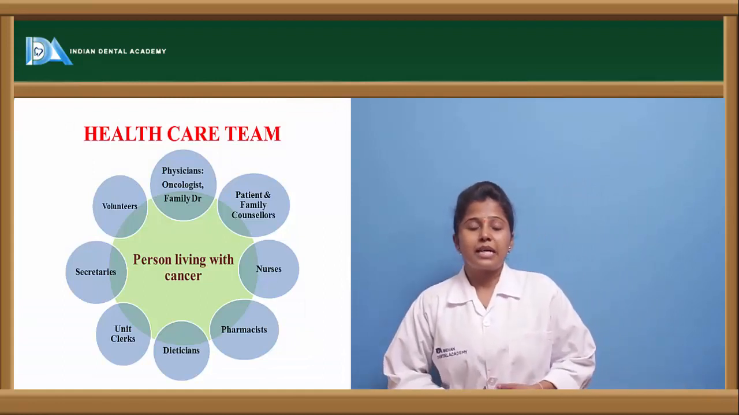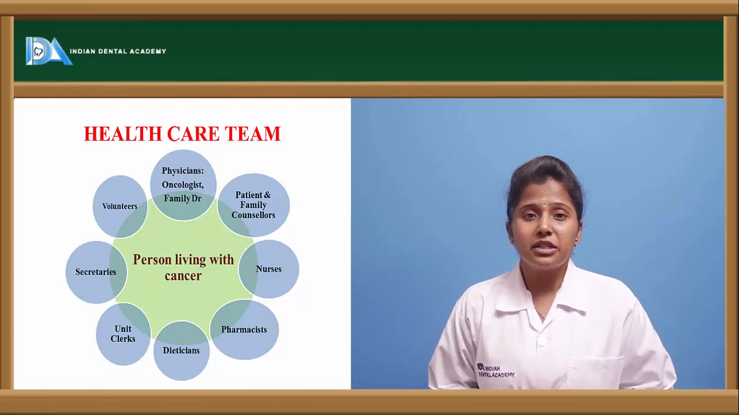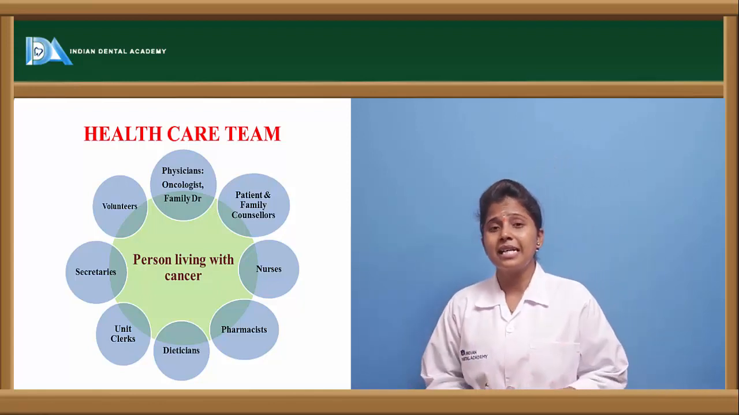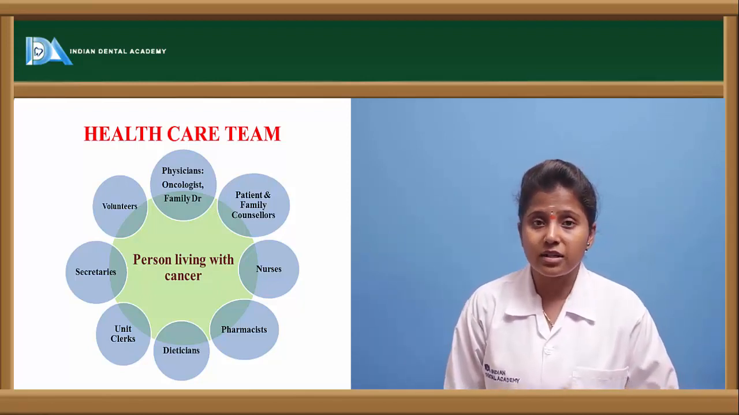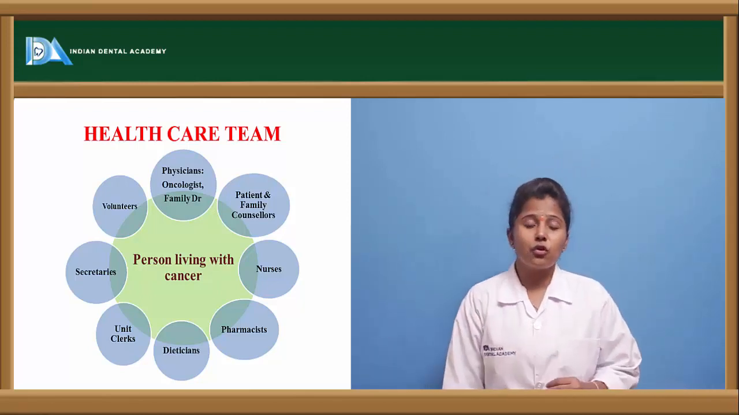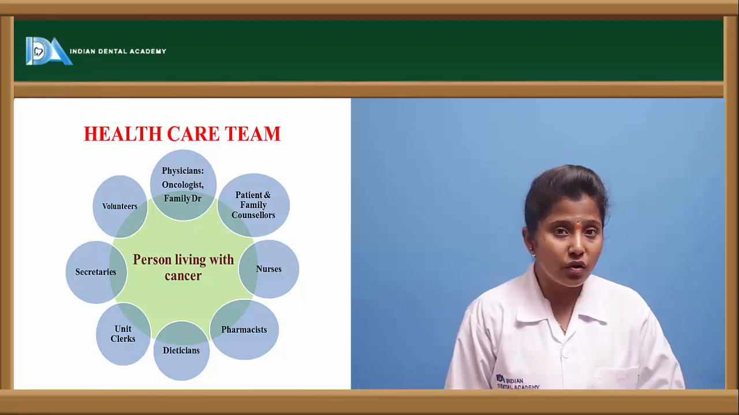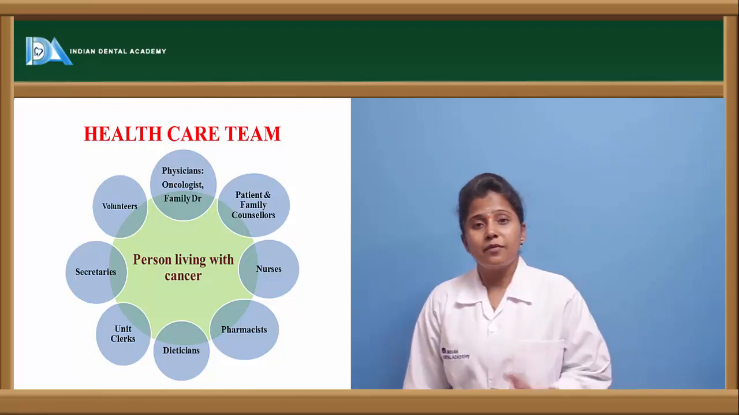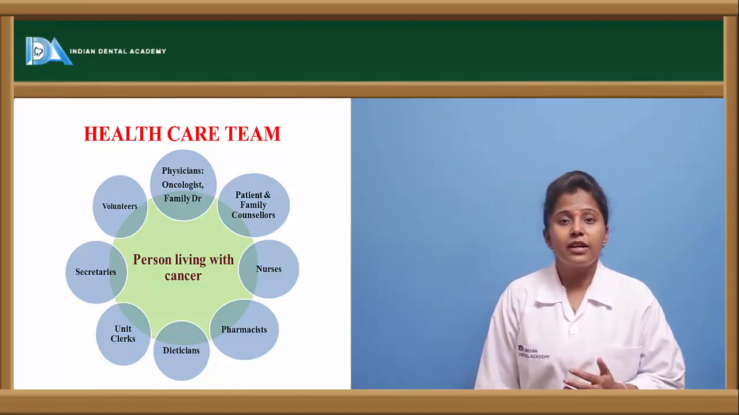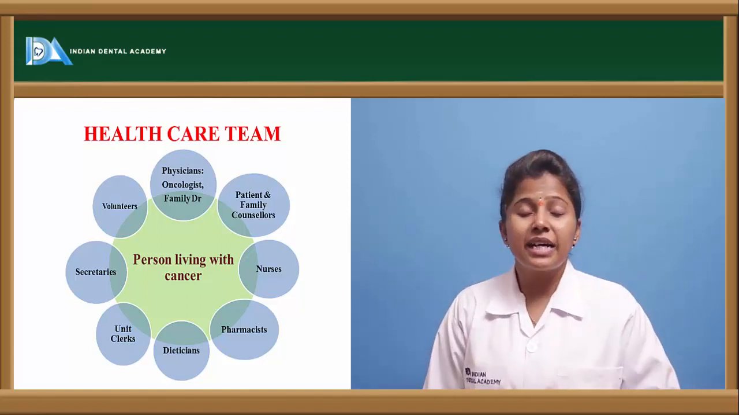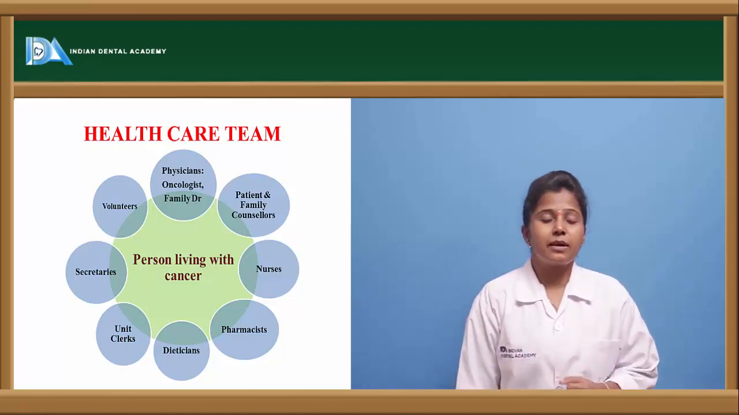How can cancer be prevented, or how can care be taken if a patient is suffering from cancer? There is a healthcare team who takes care of and observes the patient who is suffering from cancer. For example, a physician, oncologist, or a doctor. A doctor who is specialized in cancer is called an oncologist, and if a patient is suffering from cancer, then definitely he has to consult an oncologist, where he can be diagnosed as to which type of cancer he is suffering from.